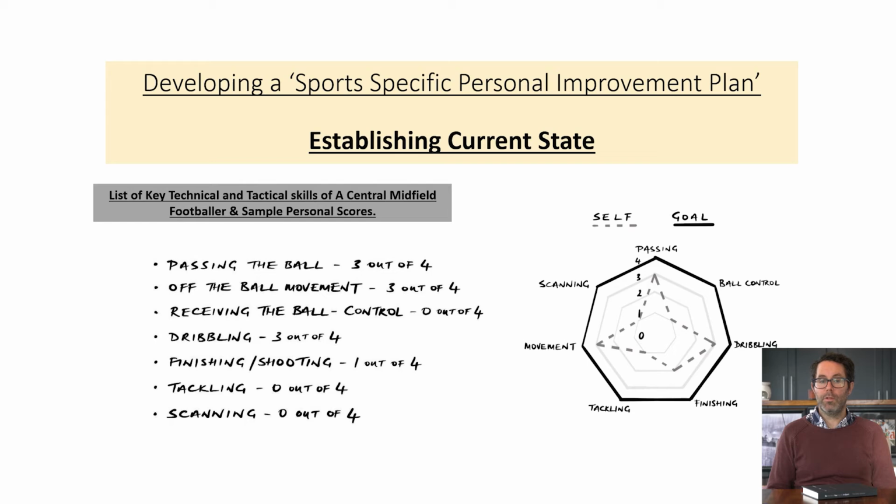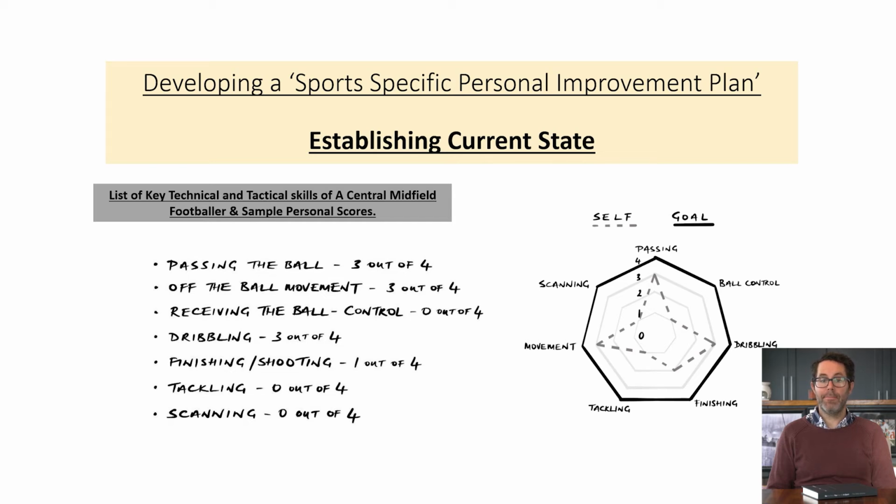And for the athlete here, they need to establish their current state. Now, to do that, they could reflect on their own insights. They could also ask a teammate, ask a coach. They could give it to 2 or 3 people they trust and ask them to come back.